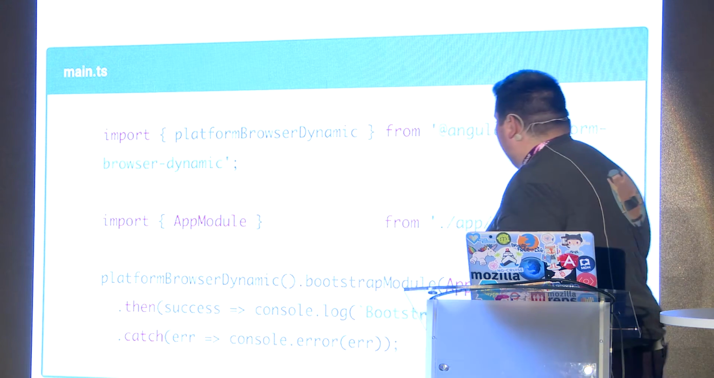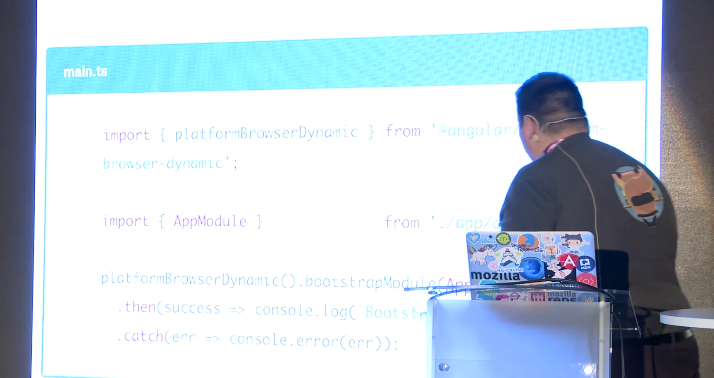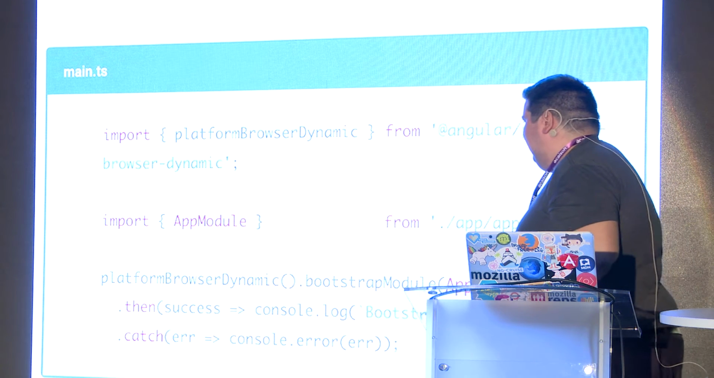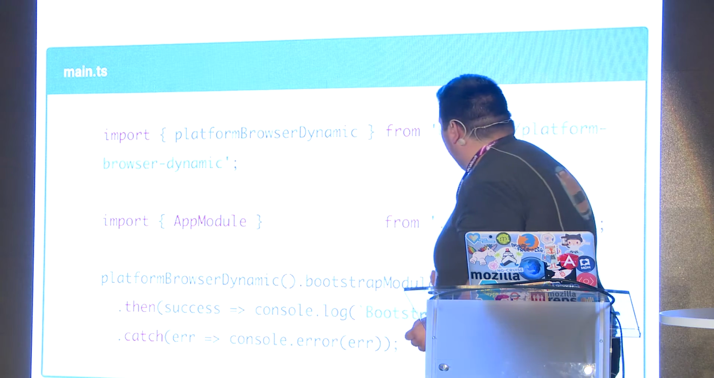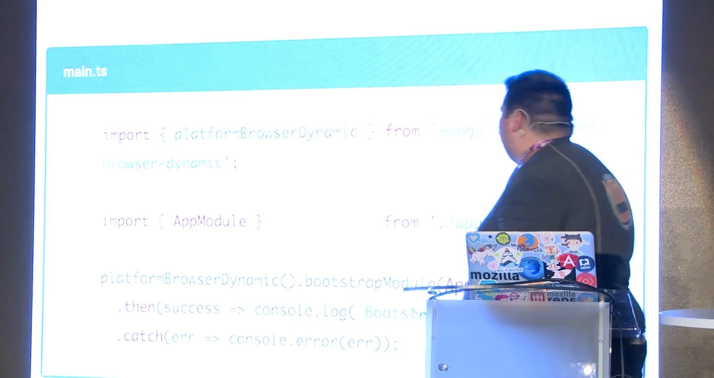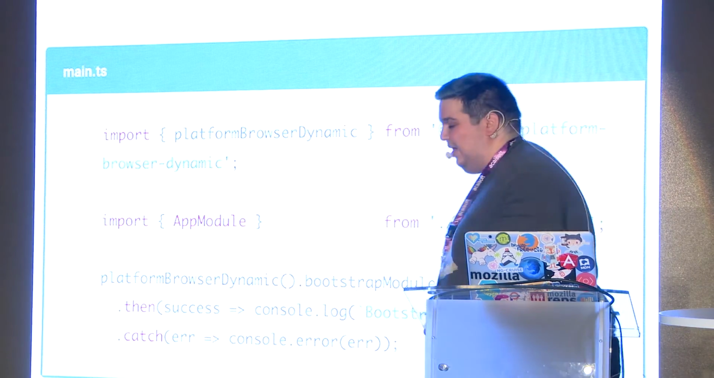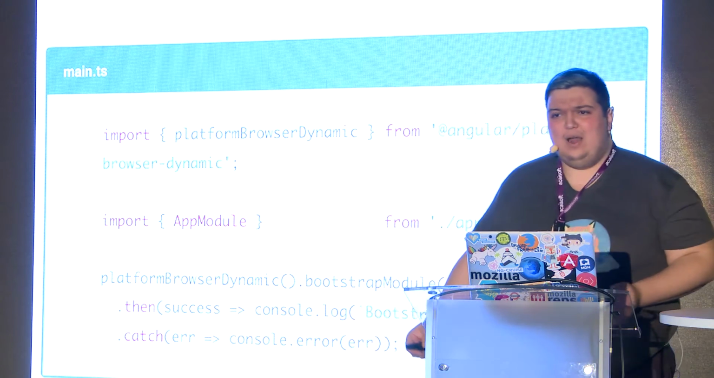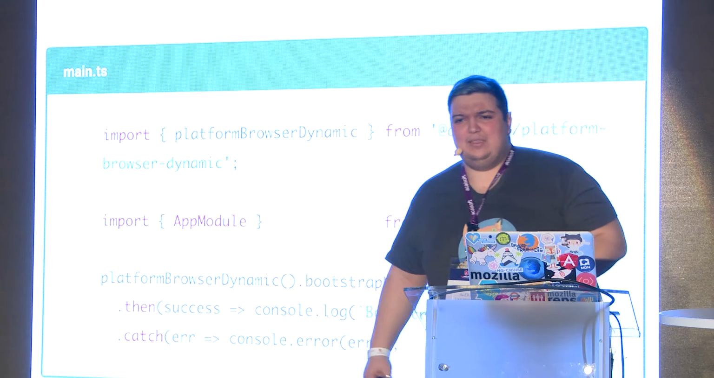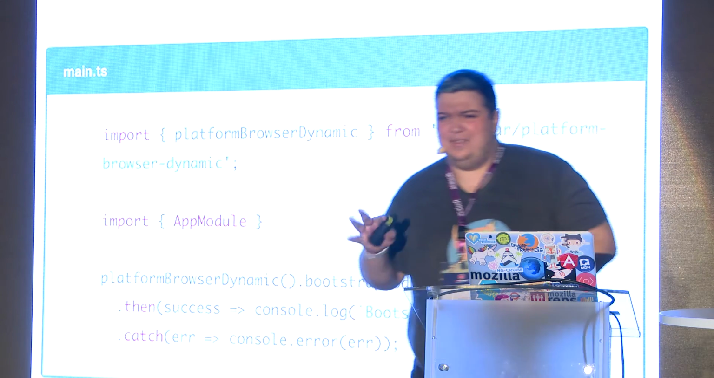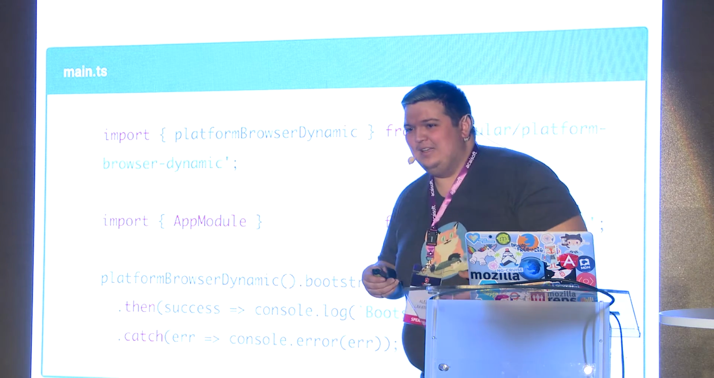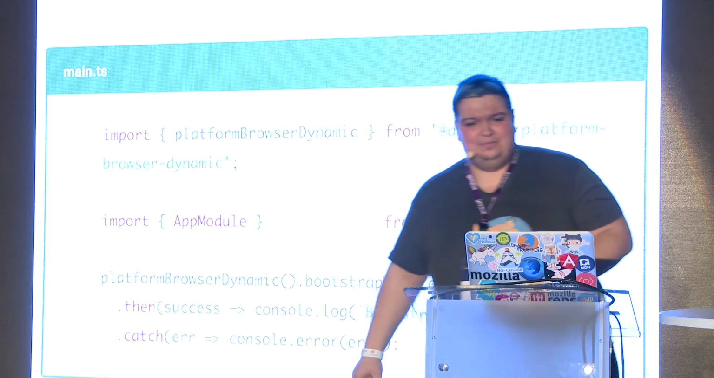This is an example of how our app module should look. We have error handling inside of there. My pointer doesn't work, but that's fine. So this is how it should look: imports, and then just trying to bootstrap the module. The last Angular 1 app we worked with had a main file of about 1,000 lines. It wasn't easy to split, so we kind of learned from the mistakes of our past.